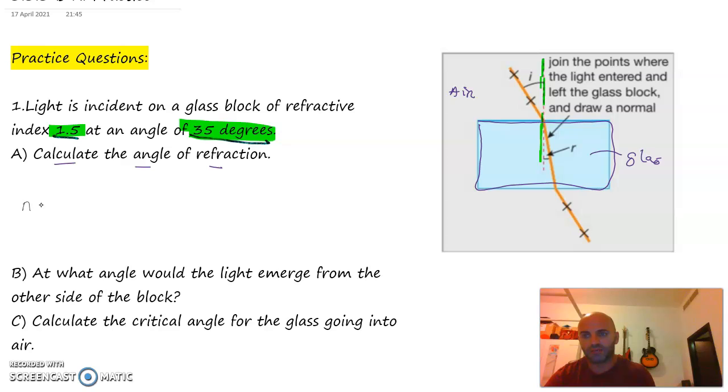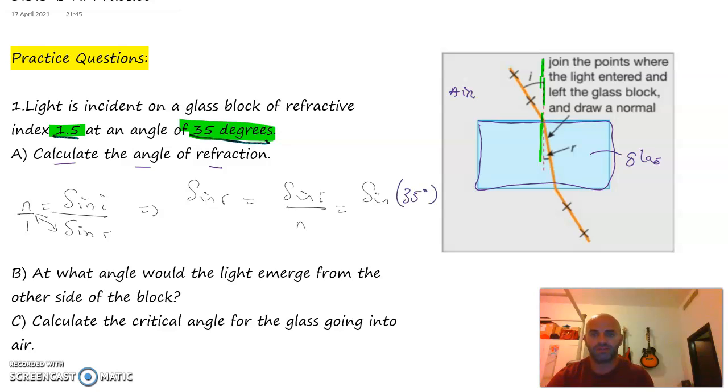In order to calculate the angle of refraction, I'm going to use our formula, Snell's law, which is the sine of the angle of incidence divided by the sine of the angle of refraction should be equal to the refractive index. Now you can do a quick swap here if you like. These two can switch places, and that will give us the sine of the angle of refraction equal to the sine of the angle of incidence divided by the refractive index. So then the sine of the angle of incidence is the sine of 35 degrees divided by the refractive index, which is 1.5.